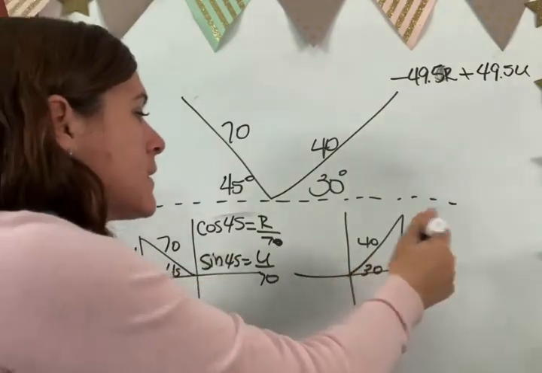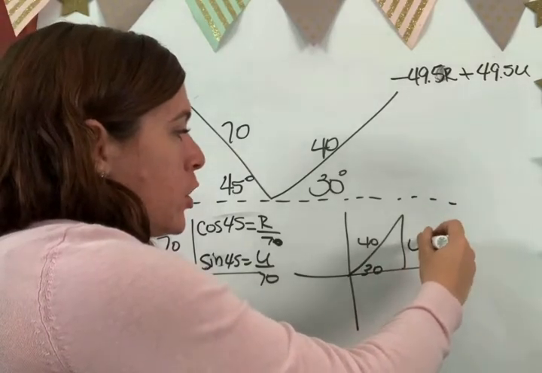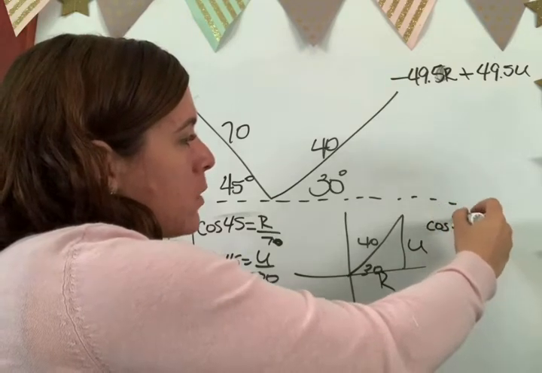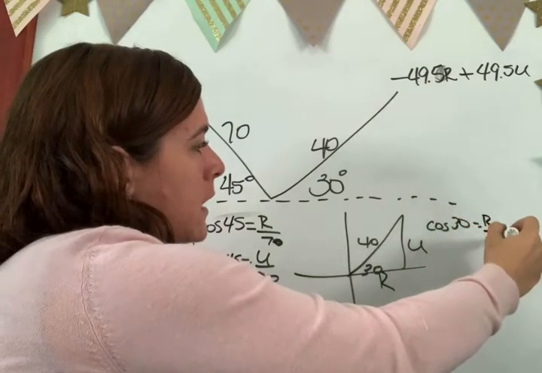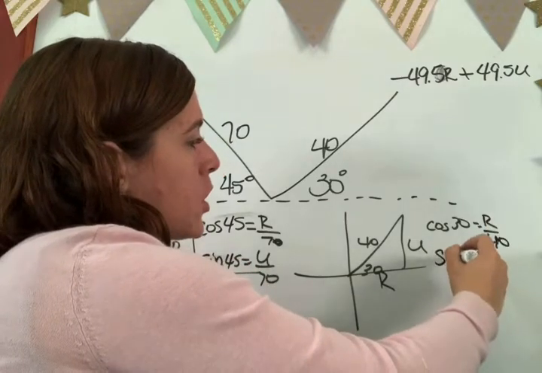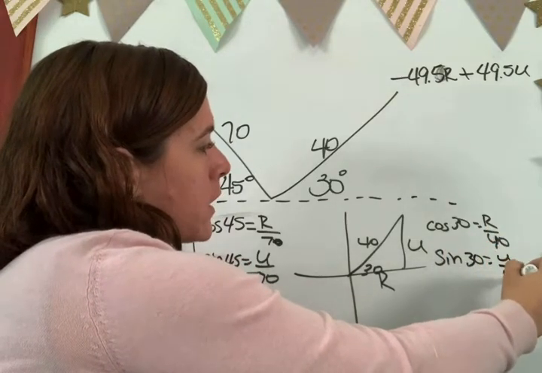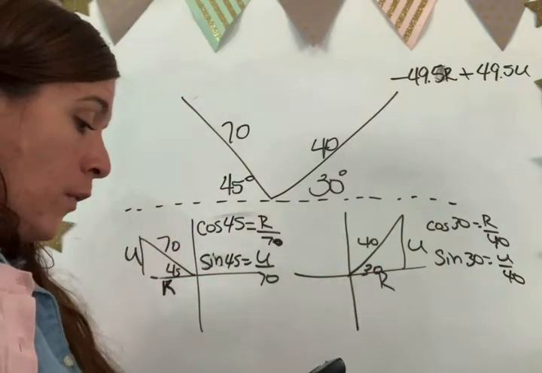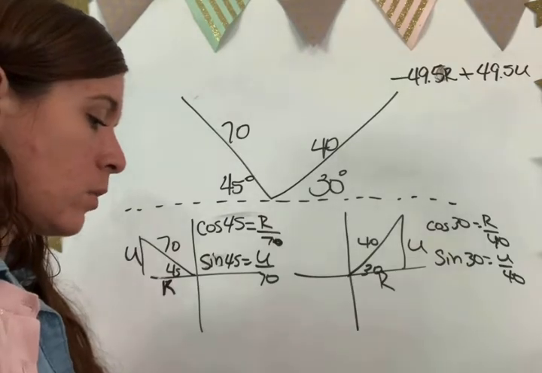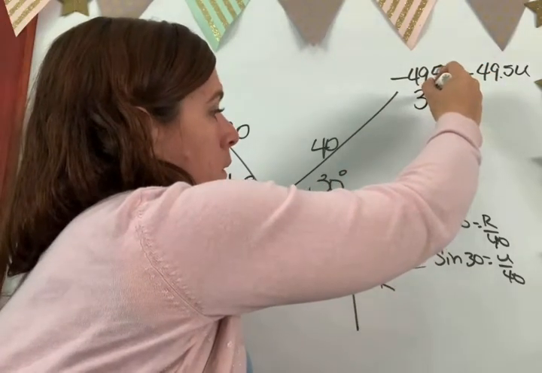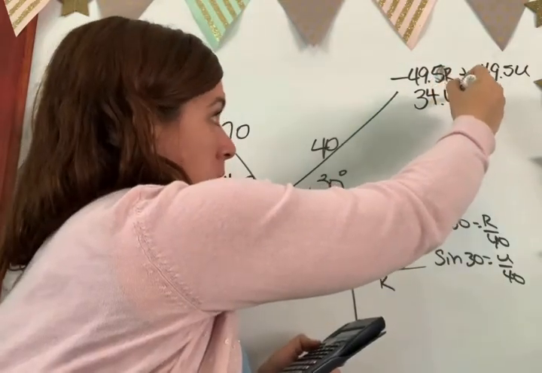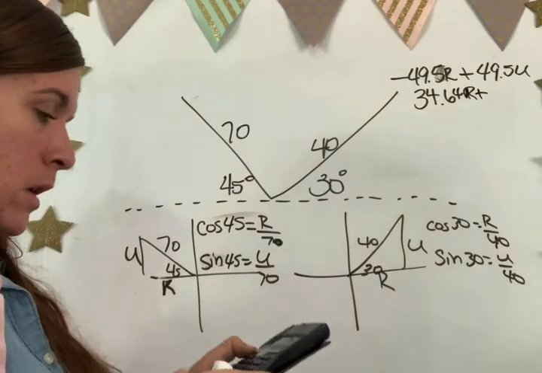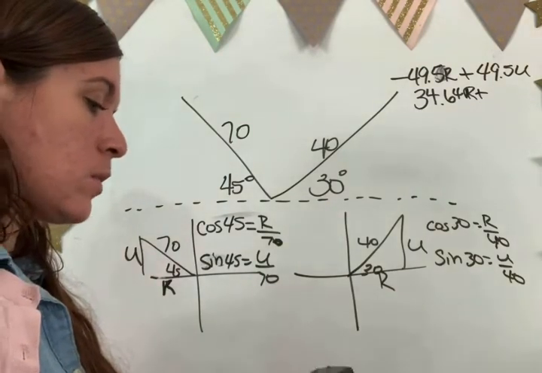Okay, over here, same thing. We're going to do U and R, right? The R is going to be cosine 30 equals R over 40. Then sine 30 equals U over 40. Nothing will be negative on this side because it's both the positive stuff. 40 times cosine 30 will give you 34.64 R plus 40 times sine 30 will give you 20.